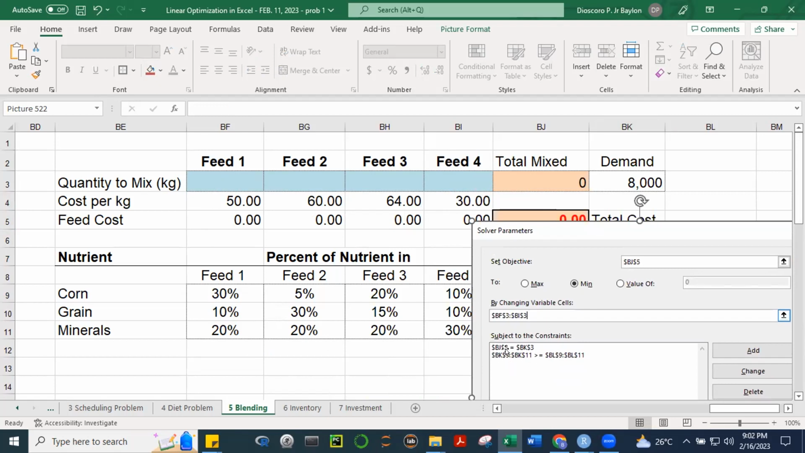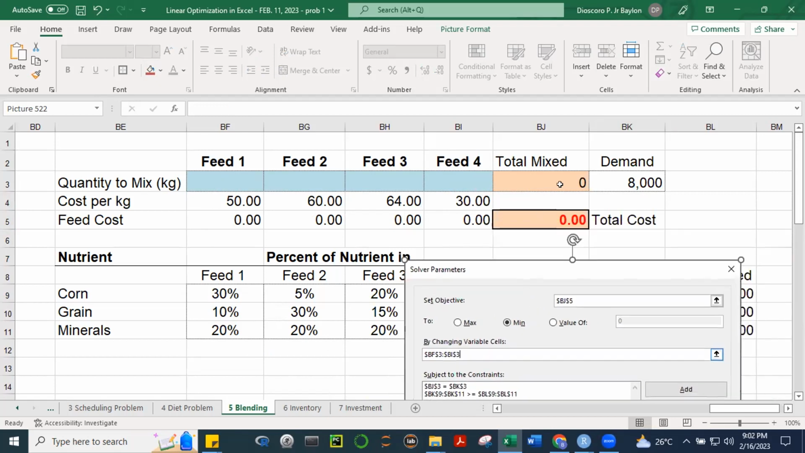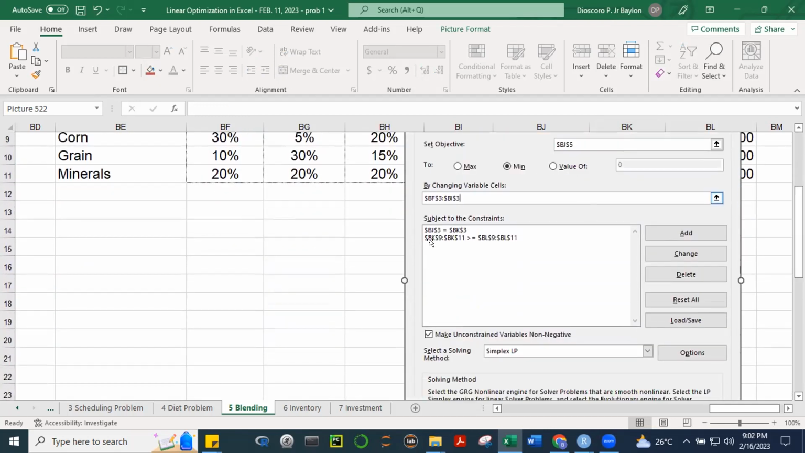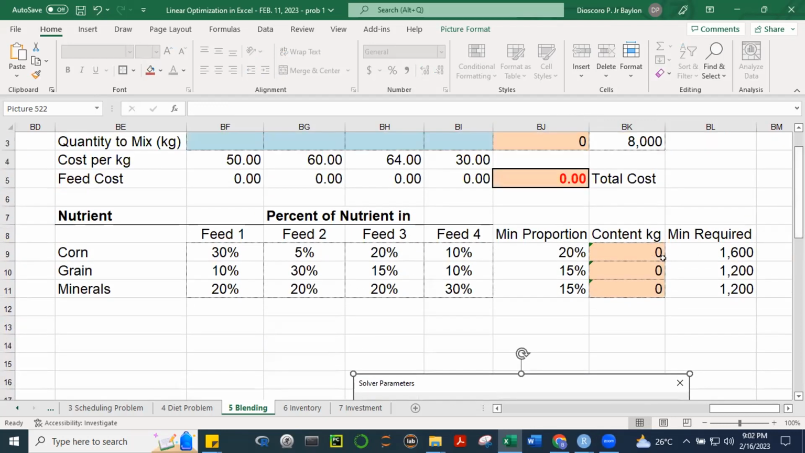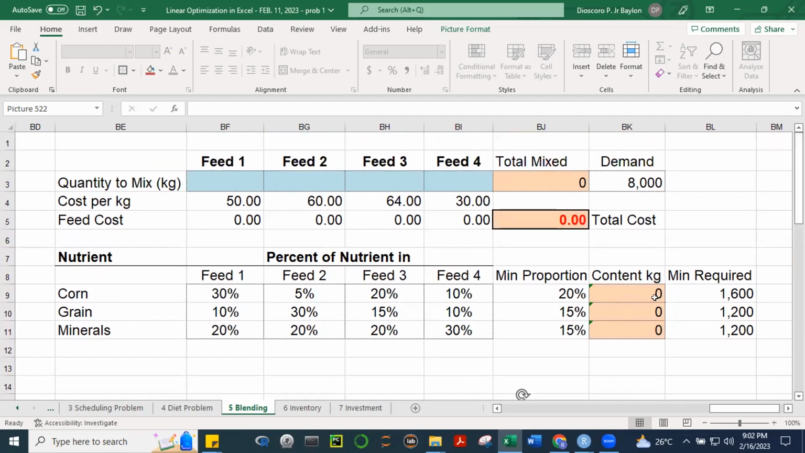BJ3 is equal to BK3, this one. The total mix should be equal to 8,000. That's one of our constraints. And then also this one, BK9 should be equal to BL9 to 11. Right, this is the left-hand side, and this is the right-hand side. You notice what I do is, as much as possible, I put my left-hand sides and my right-hand sides close to each other if possible.